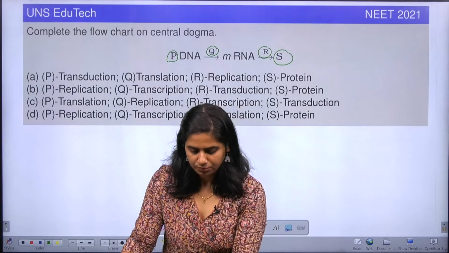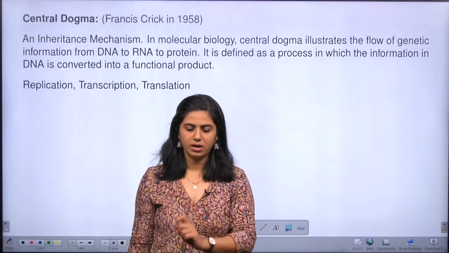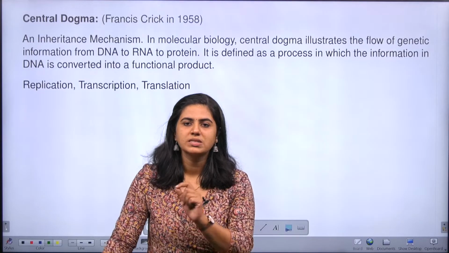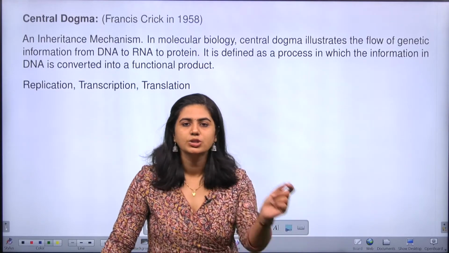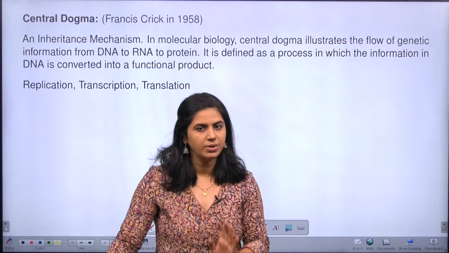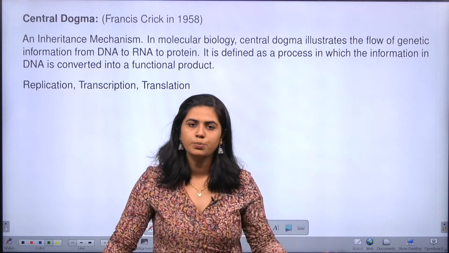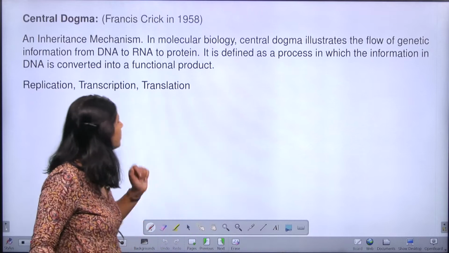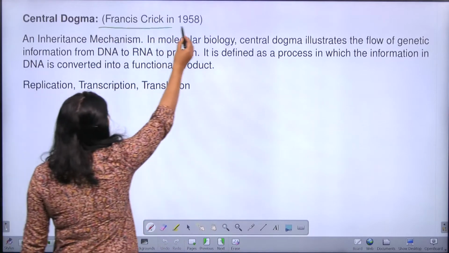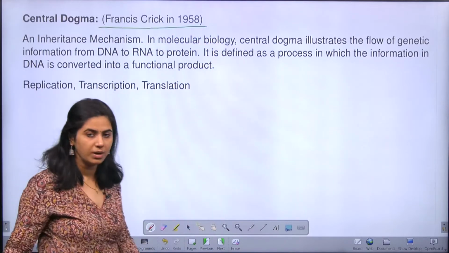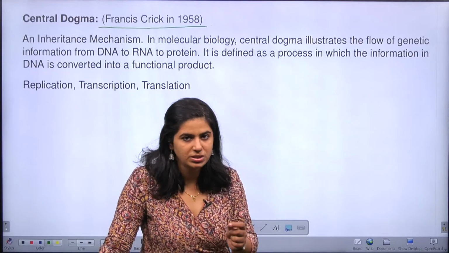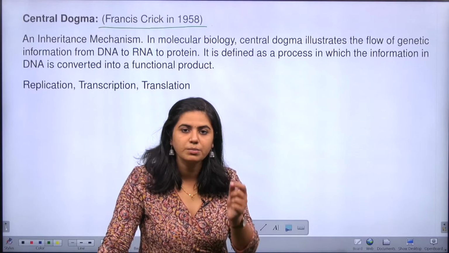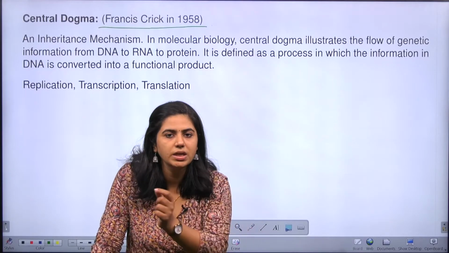So what is central dogma? If we simply say, central dogma is nothing but converting the information present in the DNA to a protein. The first person who proposed this was Francis Crick. Francis Crick in 1958 proposed the central dogma, and he said that the information in the cell is present in the DNA, and the information present in the DNA is converted into protein.